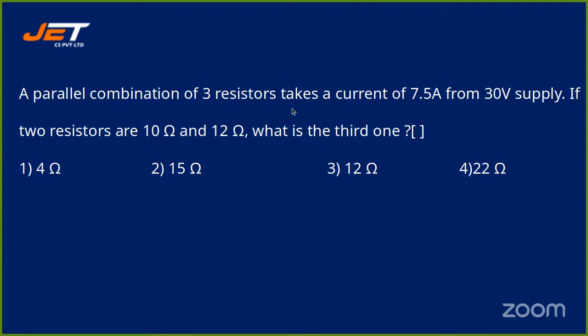So you have current here. How many resistors are given? Two resistors are given, 10 ohms and 12 ohms. Current is given 7.5 A, 30 volts, a parallel combination here, they are saying, right?